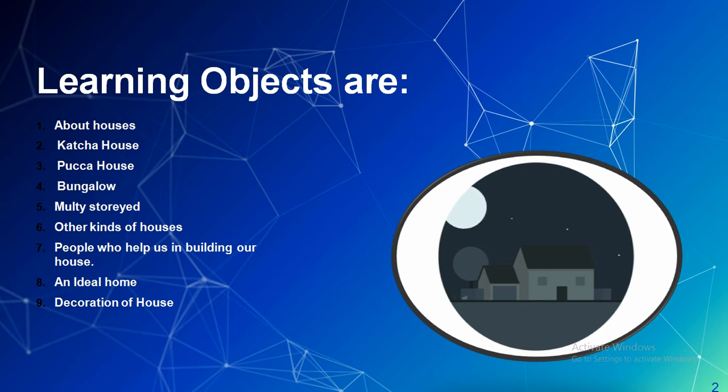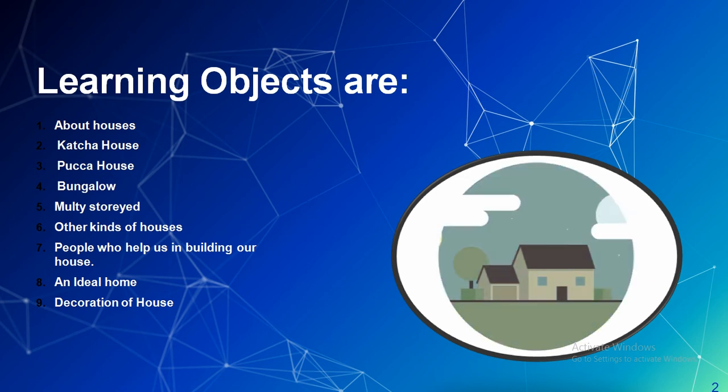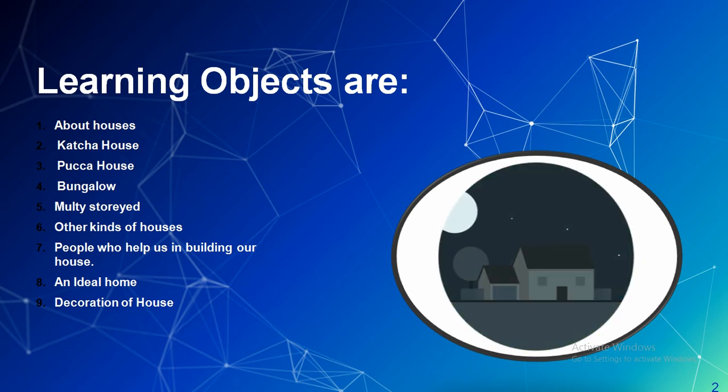And what types of people use this type of house, we will get all these answers from this lesson. Then the fifth one we will learn about is the multi-storied house. Which houses are called multi-storied, why multi-storied houses have come, and why nowadays people have started to make multi-storied houses. Then we learn about other kinds of houses, apart from all these types, there are some other types of houses which we learn from this lesson.